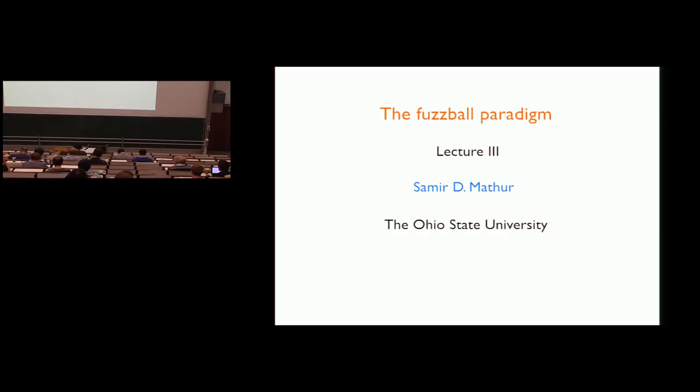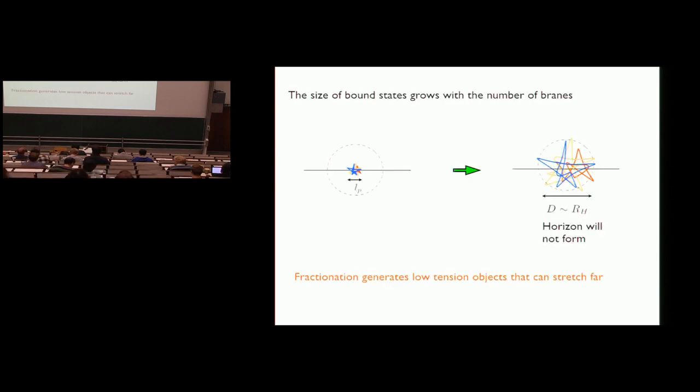My three lecture series. So let's just begin by recalling where we were at the end of the last lecture. The main idea we had found was that normally you would think a bound state of strings and branes might have a size like the Planck length or string length, but actually that is not so. In principle, the size can also grow with the number of particles in the bound state.